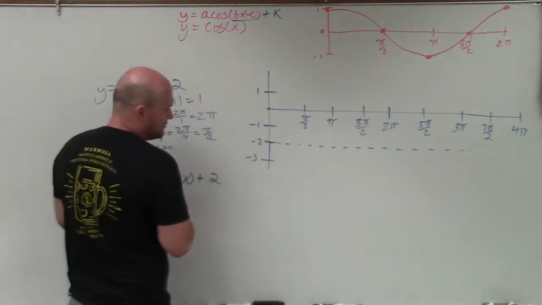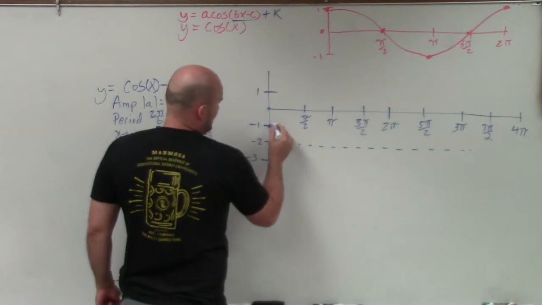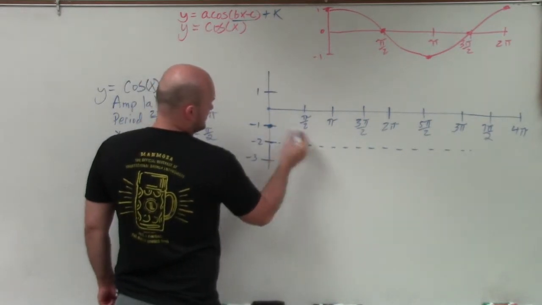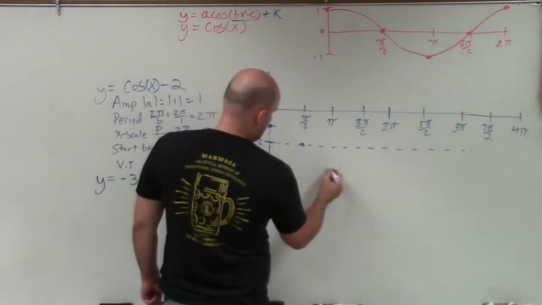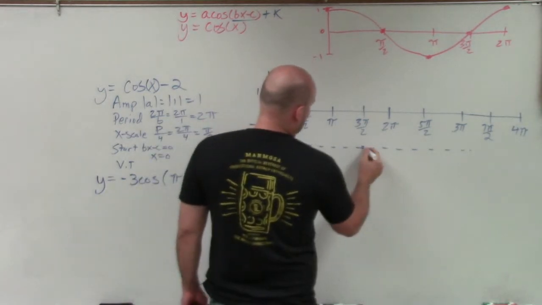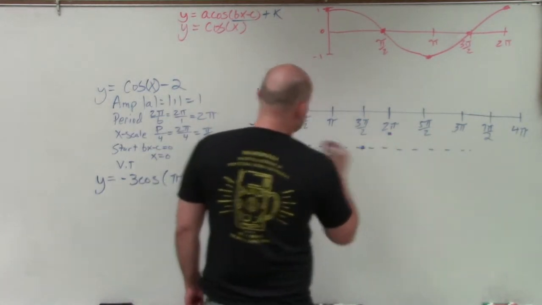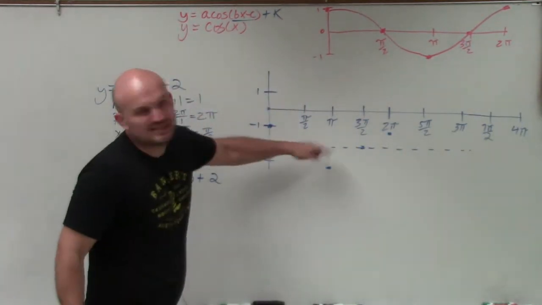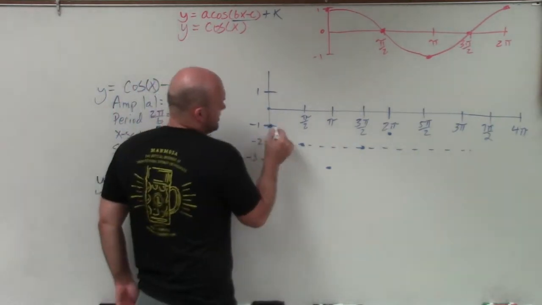has been shifted down 2, right? So now we're going to start here. Intercept, minimum, intercept, maximum, right? Because remember, these are representing kind of like our intercept, and this would be our max.